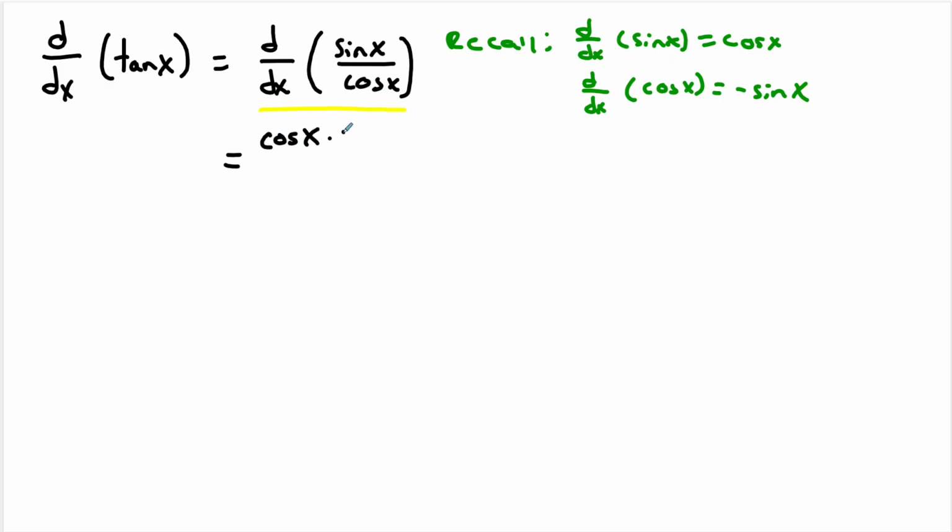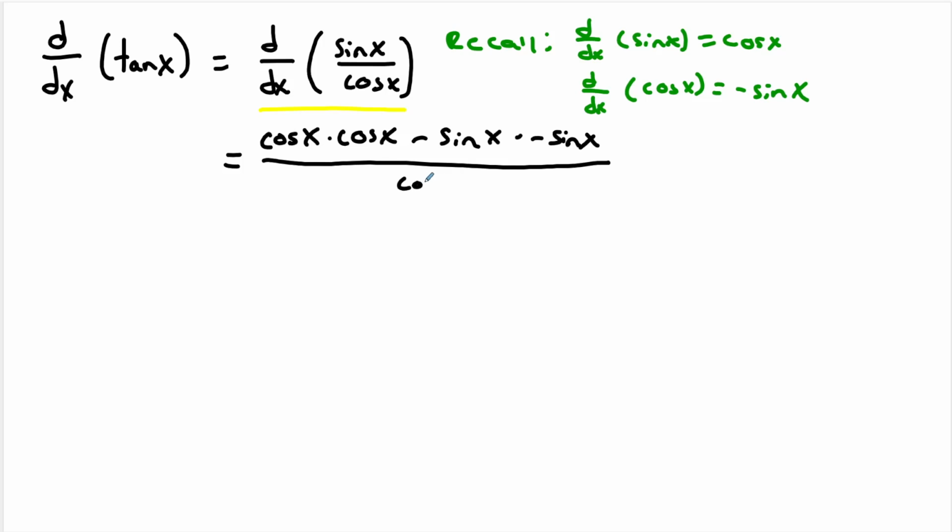So using our quotient rule, we'll do bottom, cosine of x, times the derivative of the top, which is also cosine of x, minus top times the derivative of the bottom, which is negative sine of x, all over bottom squared, which would just be cosine squared of x. So then we'll get cosine squared of x plus sine squared of x over cosine squared of x.